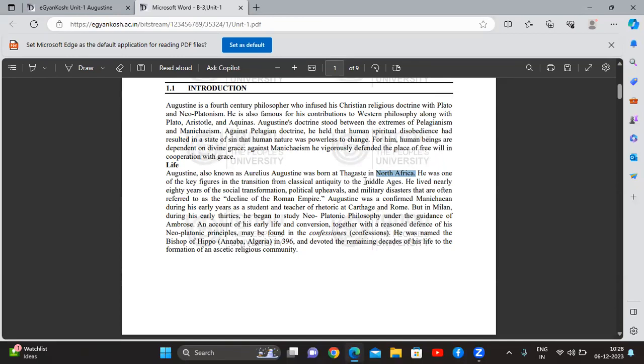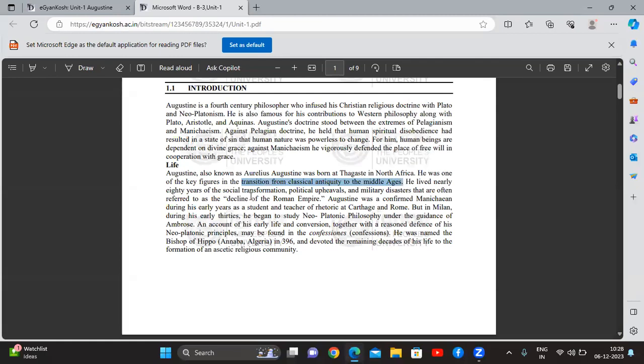We said that the philosophy of the medieval period is a transition. The medieval philosophy is a transition from the classical period. Classical means the ancient period, Plato, Aristotle, Socrates, whom we studied. From the ancient period to the Middle Ages. So Augustine started that movement. Movement of what? Transition from classical antiquity, the ancient philosophy, to the Middle Ages or medieval philosophy.